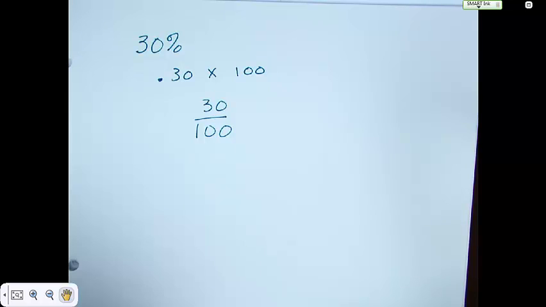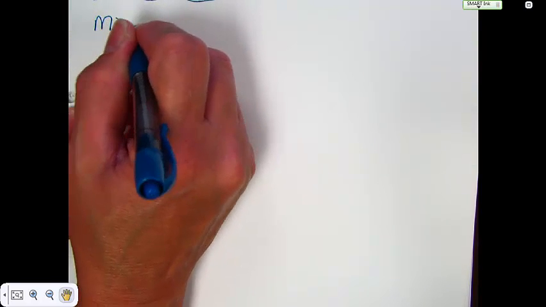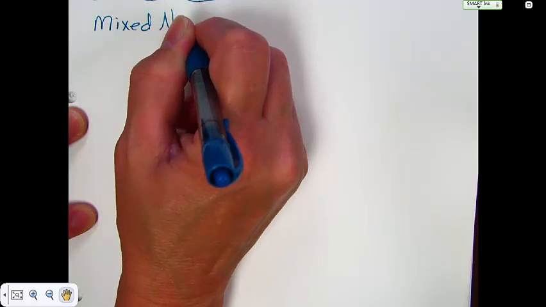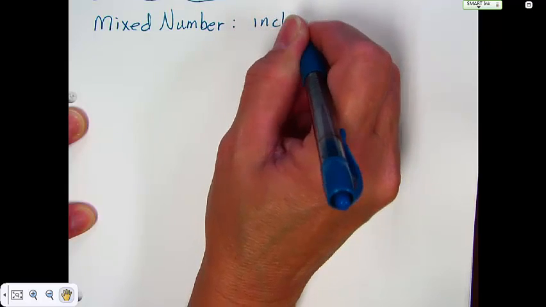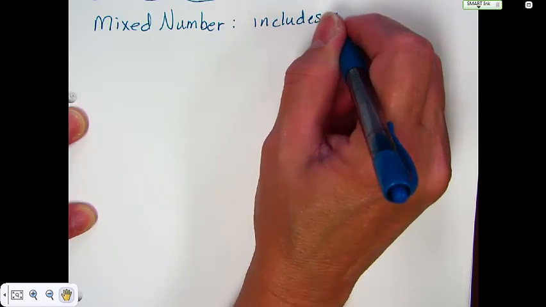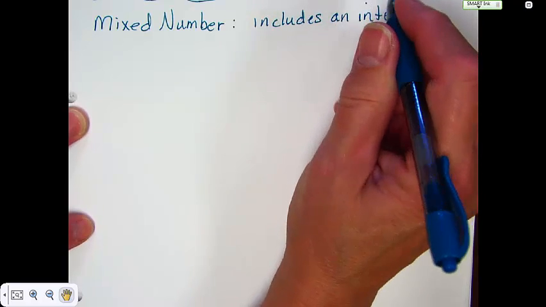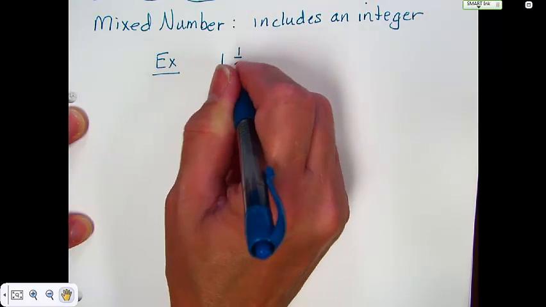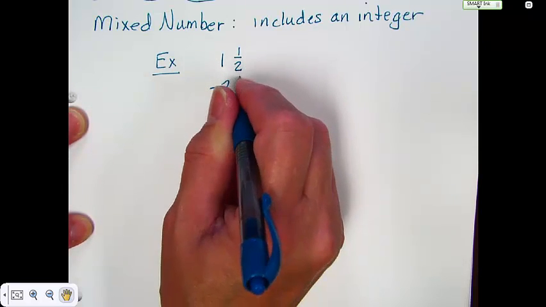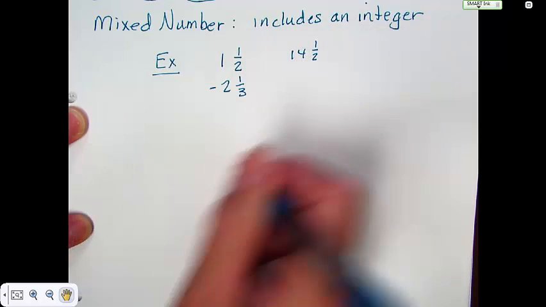Now, along with fractions, we have mixed numbers, and I know you're familiar with mixed numbers. A mixed number includes an integer, so it's a fraction and an integer. Integers can be negative, so you could technically have a negative mixed number. An example, 1 1/4. Another example, -2 1/3. Another example, 14 1/2. These are all mixed numbers.